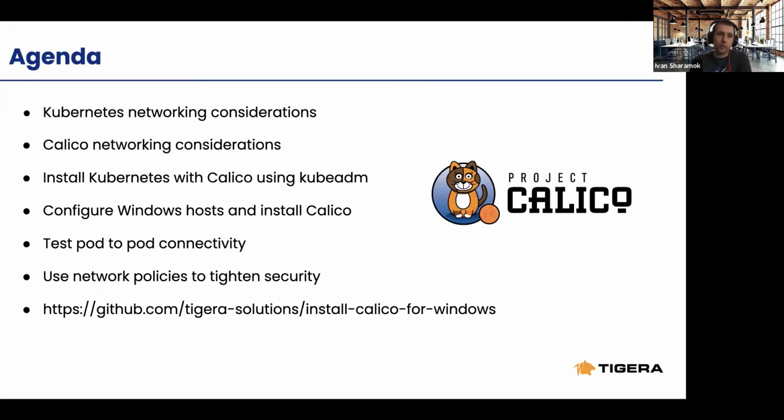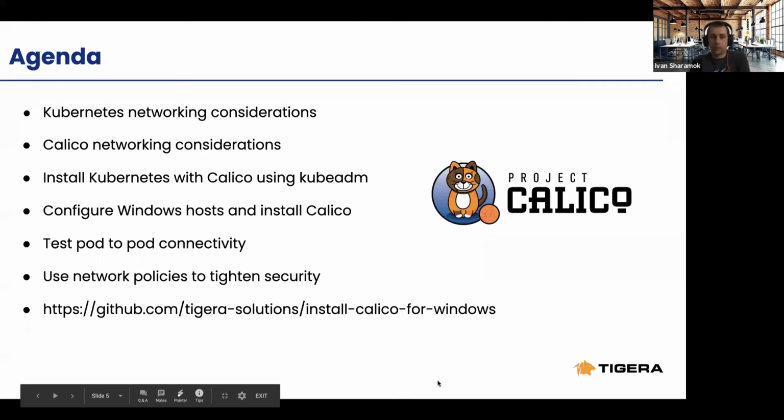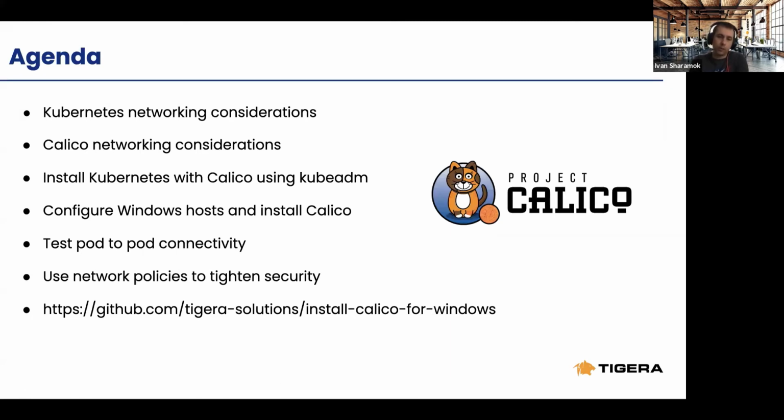Then I'll switch to the console, and probably most of the time after that will be spent in the console, provisioning the infrastructure, setting up the Kubernetes cluster, configuring Calico, and joining the Windows host to the cluster. As the end result, we'll do some simple connectivity tests between the pods: Linux to Linux, Linux to Windows, and Windows to Linux. And if we have time, I will go through some examples of network policies and show you how you can shape the security for your workloads in Kubernetes using Kubernetes network policies as well as Calico network policies.